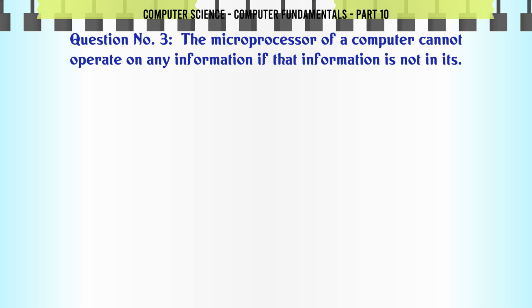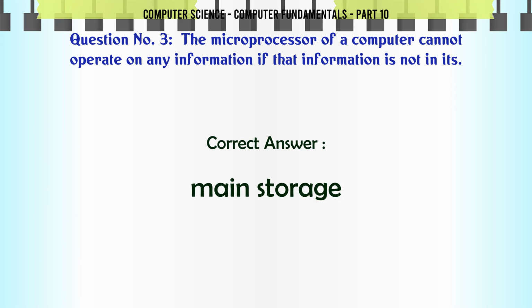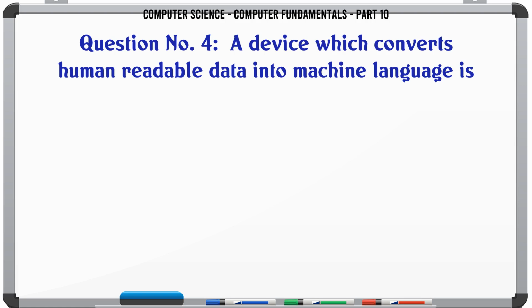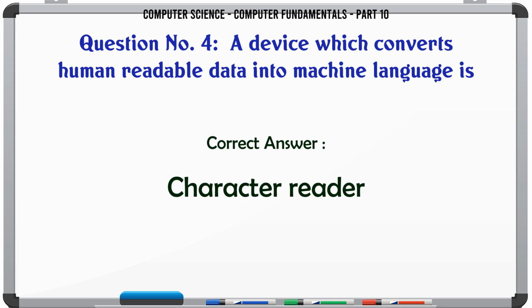The microprocessor of a computer cannot operate on any information if that information is not in its A. Secondary storage. B. Main storage. C. ALU. D. Logic unit. The correct answer is main storage. A device which converts human readable data into machine language is A. Card reader. B. Card punch. C. Punched paper tape. D. Character reader. The correct answer is character reader.